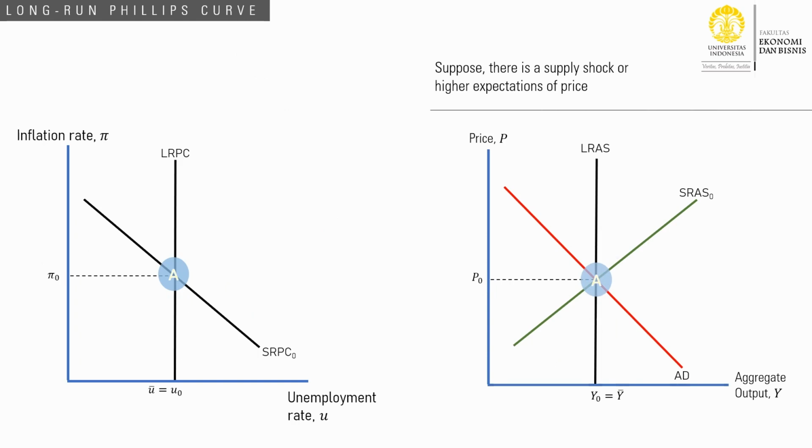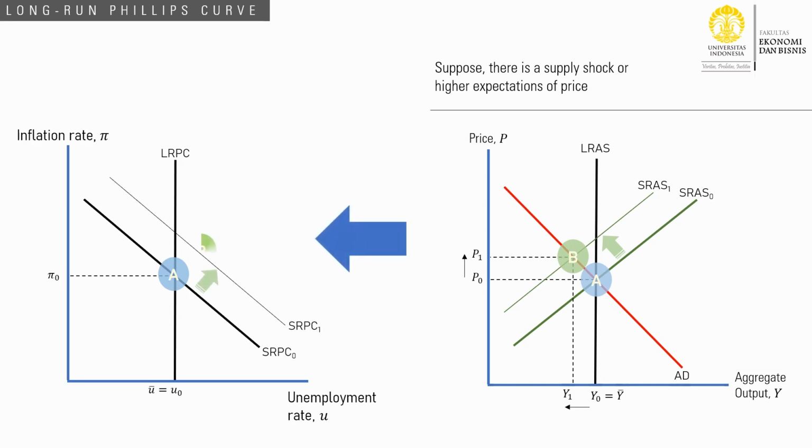In the short run, both cases shift the SRAS curve to the left, reaching new equilibrium at point B with higher price and lower output level. When the SRAS curve shifts to the left, the consequence is the SRPC shifting to the right, reaching point B as well as SRPC 1 with higher inflation and higher unemployment rates. But again, in the long run, price expectation rises following the rise in price.